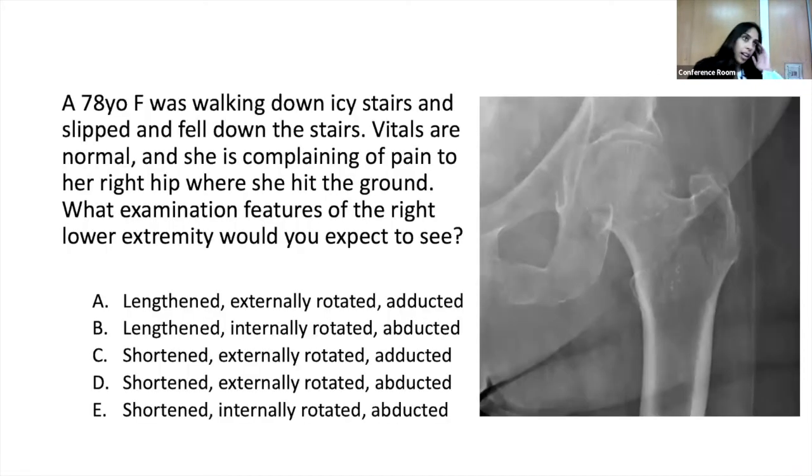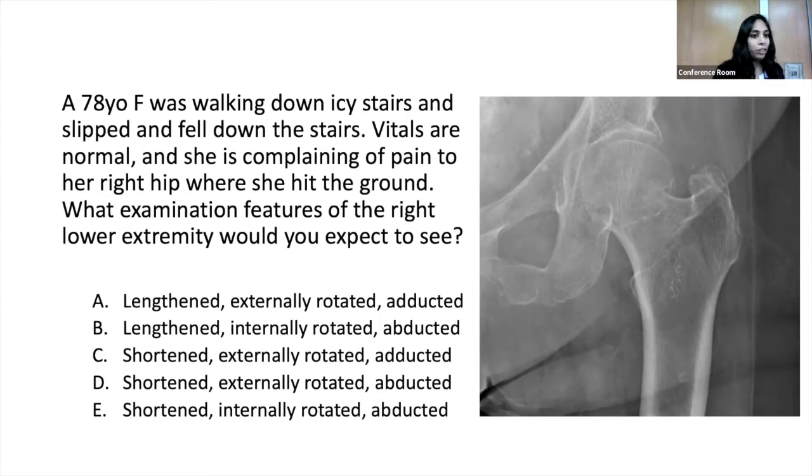First question: a 78-year-old female was walking down some icy stairs, slipped and fell down the stairs. Her vitals are normal. She's complaining of pain to her right hip. I know this is not a right hip, but where she hit the ground. What examination features of the right lower extremity would you expect to see if this is the X-ray?